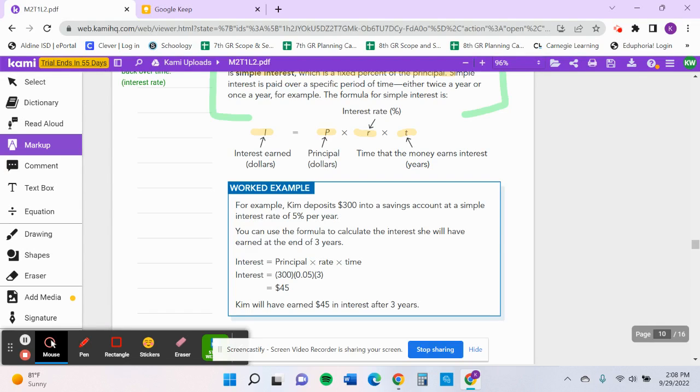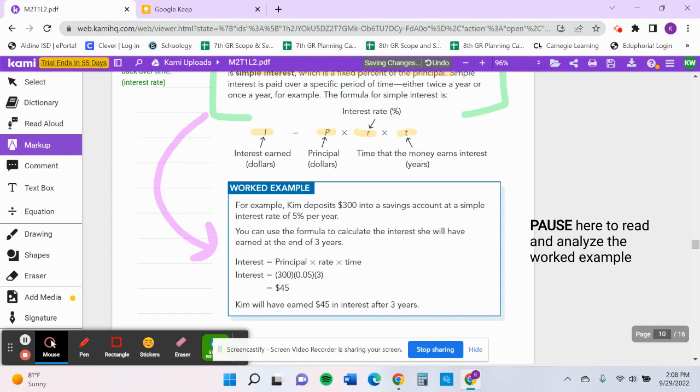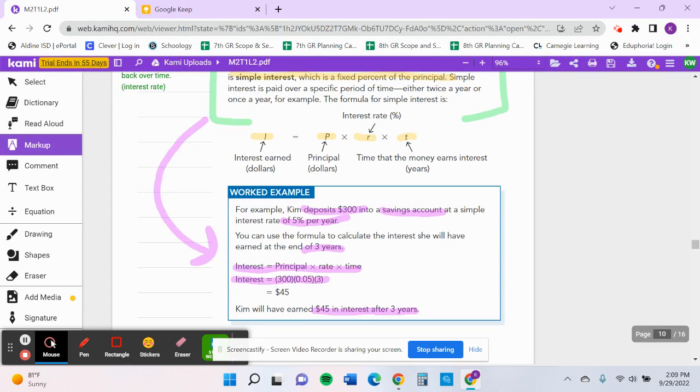At this time, go ahead and look at the worked example, read and analyze it to see how this applies in the real world. So Kim deposited $300 into her account and she didn't touch it. And the interest rate is 5% per year, meaning she's earning back 5% of that 300 every single year. That's kind of similar to what we've been doing, finding the percent of a whole number, except this time we're multiplying it by the time that it sits in the bank.